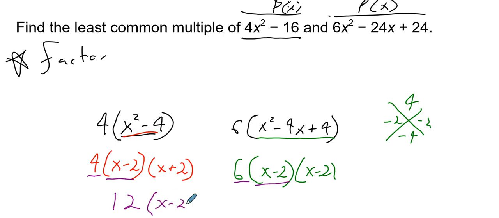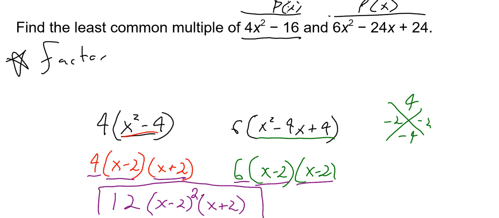We don't need to write it twice for those two different ones. Well, this has an x plus 2, so I have to have an x plus 2 as my least common multiple because it has to be a multiple of that one. Well, there's another x minus 2. Well, that has to appear again. So we actually have this term appear twice. So 12 times the quantity x minus 2 squared times x plus 2 is our least common multiple for that.